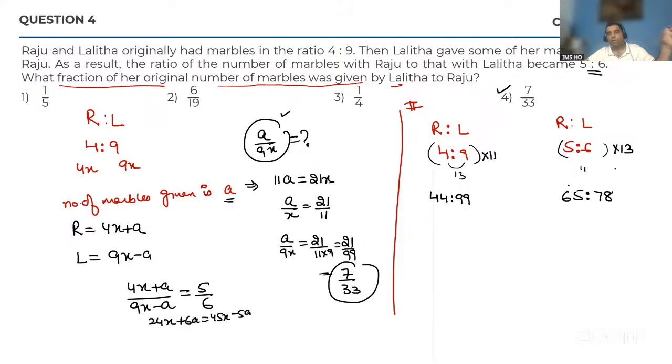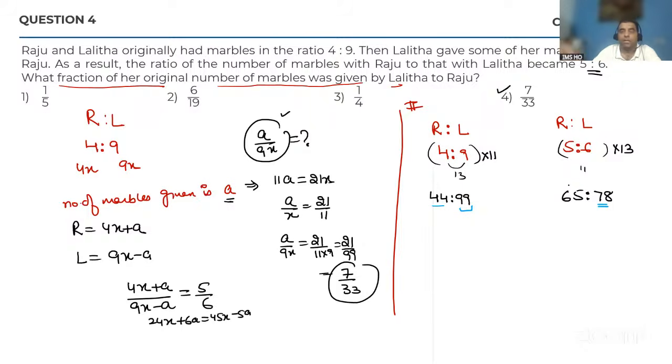If you do 44 plus 99, it's going to be 143. Similarly, you do 65 plus 78, that's again 143. That means the number of marbles is the same, it's just that shifting is being done. Now if you carefully observe, if Lalita has 99 marbles in the beginning and Raju had 44, then after giving some marbles to Raju, Lalita is left with 78.